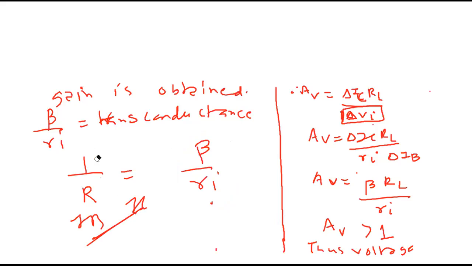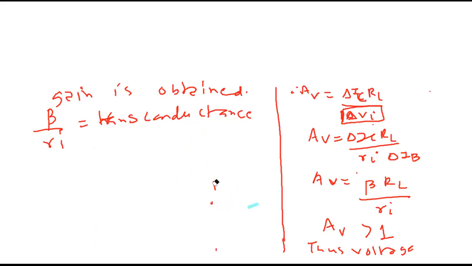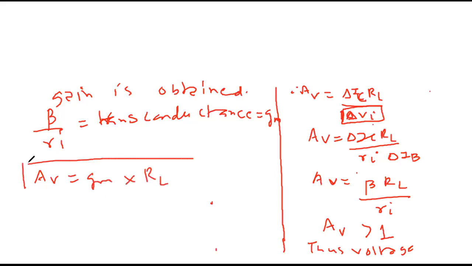So beta upon Ri is called transconductance, denoted by Gm. One year in JEE Main they had asked: transconductance is this much, what is the voltage gain if load resistance is given? So many students did not know the meaning of transconductance, they omitted that question. So AV becomes transconductance into load resistance, because that ratio is called transconductance.